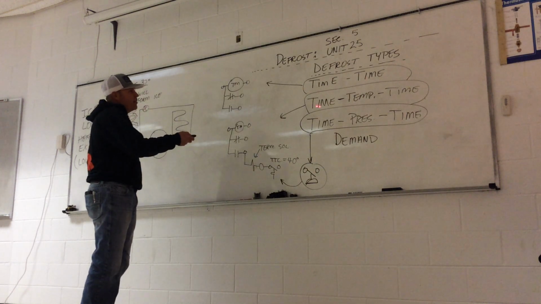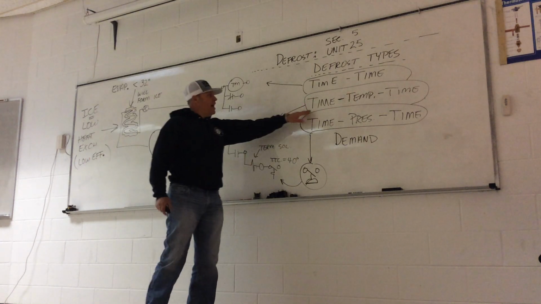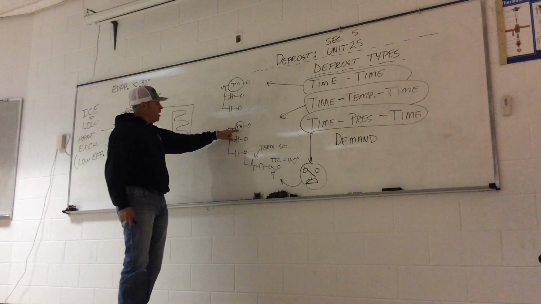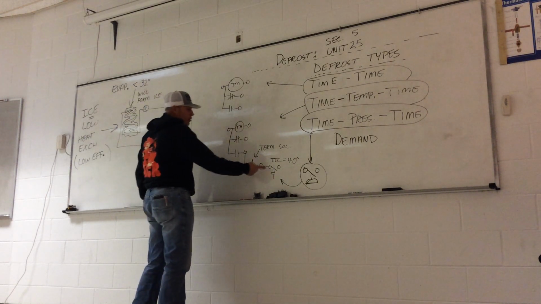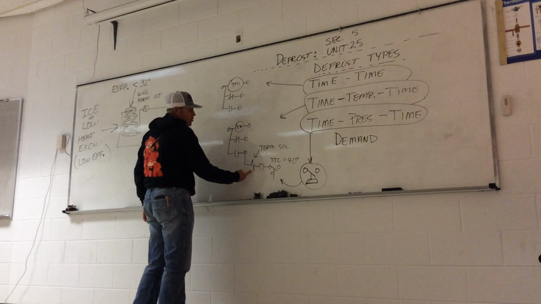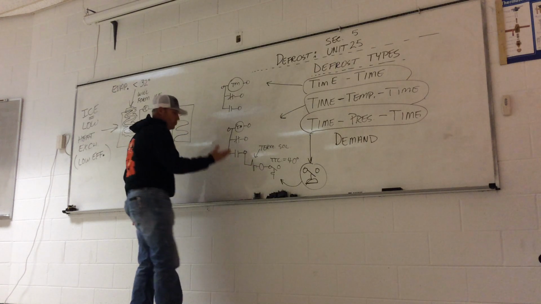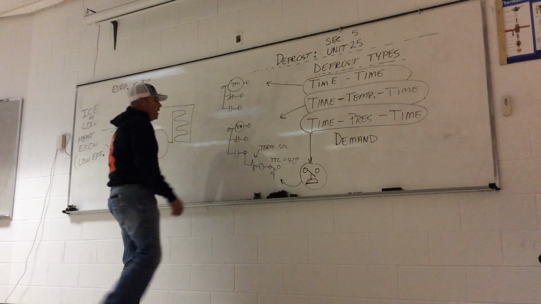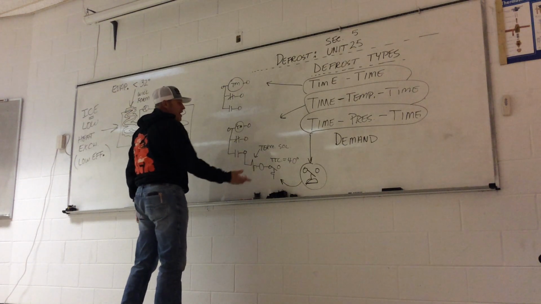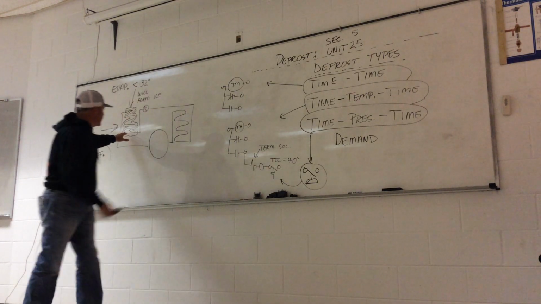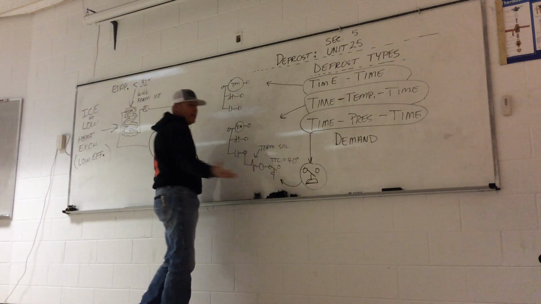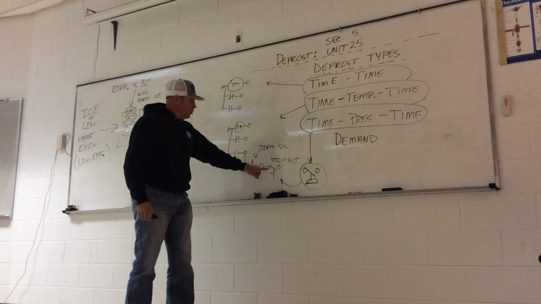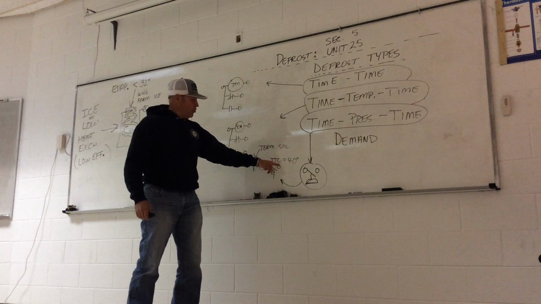The second type is going to be time-temperature. Once again, time takes us in. The time clock brings us into defrost. And then temperature, in conjunction with a termination solenoid, which we will talk about in a little bit: we're in defrost, and if the evaporator itself is able to get up to 40 degrees, that would mean no more ice.